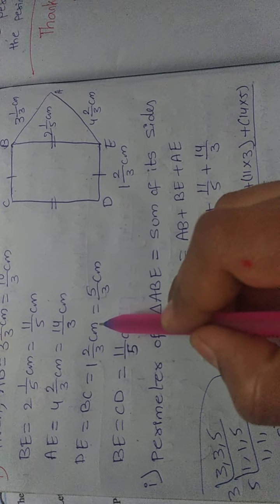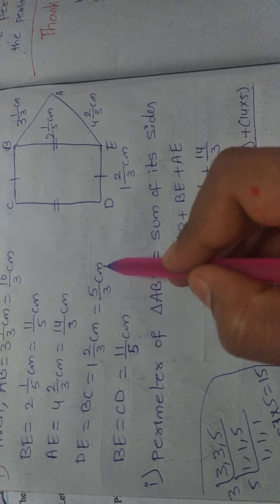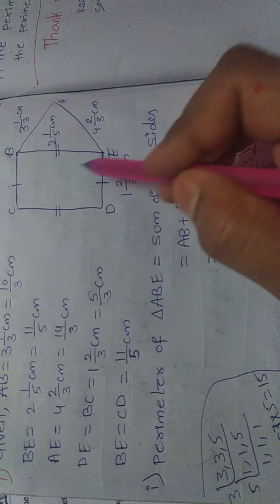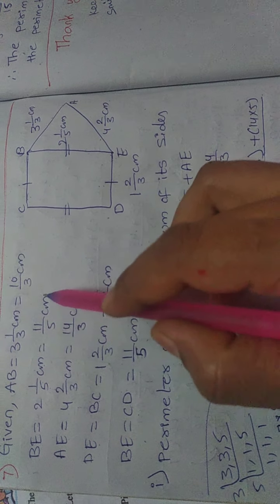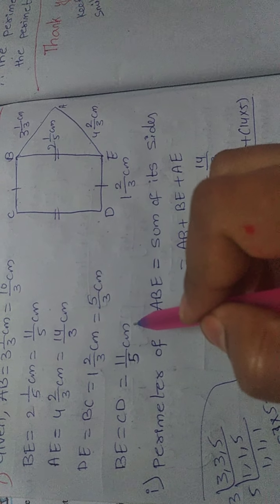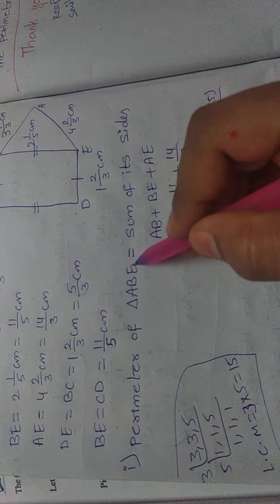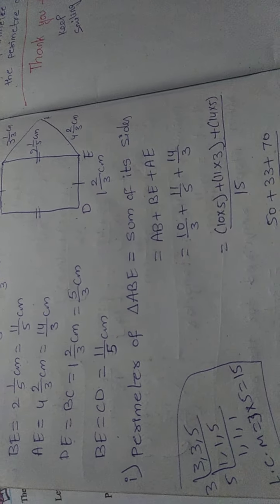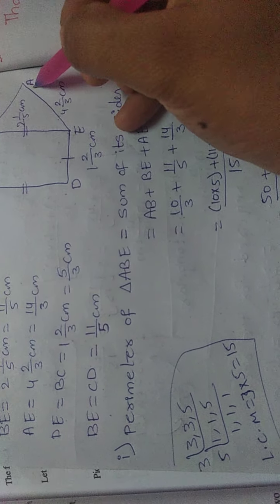So 1 2/3 centimeter, nothing but 3 1s are 3, 3 plus 2 is 5/3 centimeter. So here also 5/3 centimeters. Next here BE length and CD length are equal. BE length we already found, no, 11/5 centimeters. So CD length is also 11/5 centimeters. First one, perimeter of the triangle ABE. Perimeter is nothing but the sum of its sides. Okay na? So here AB plus BE plus AE.